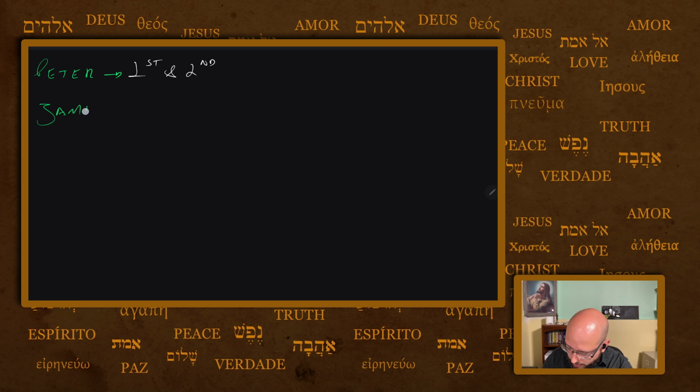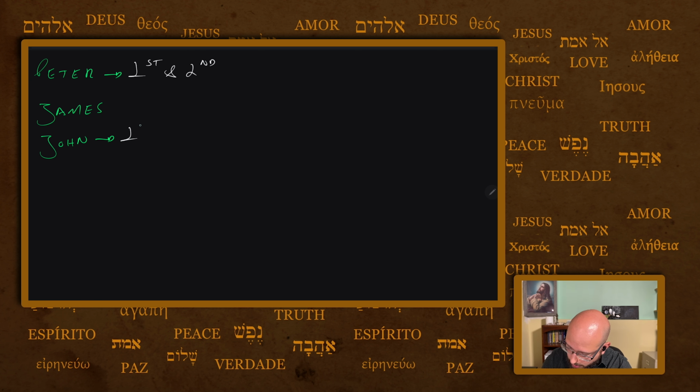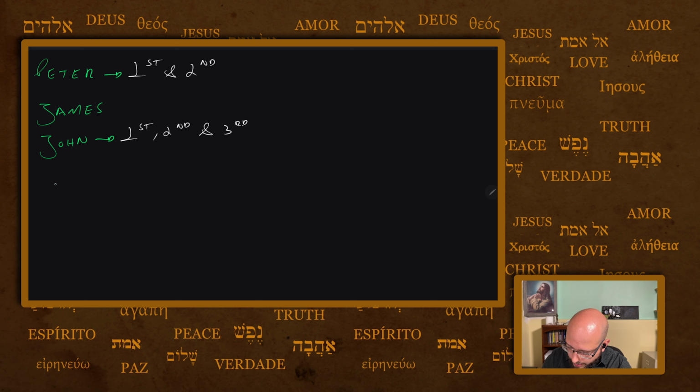So we have the letter of James, and then we have the letters of John. These letters here are separated in numbers. So we have the first, the second, and the third letters. The third letter of John. And the last one is the letter of Jude. And the last book of the New Testament is the Apocalypse.